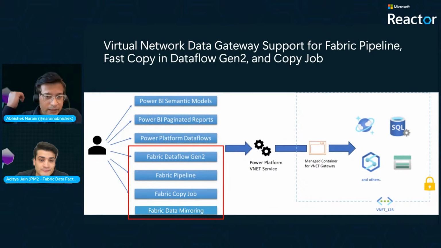And so we announced support for Fabric data flows. Gen 2 was already supported. We announced support for Fabric pipelines, copy job, and data mirroring. Those are additional things. And you saw how we did the delegation. Once the delegation is done, we'll provision the compute nodes as required whenever you run a task. And so that's what delegation means.